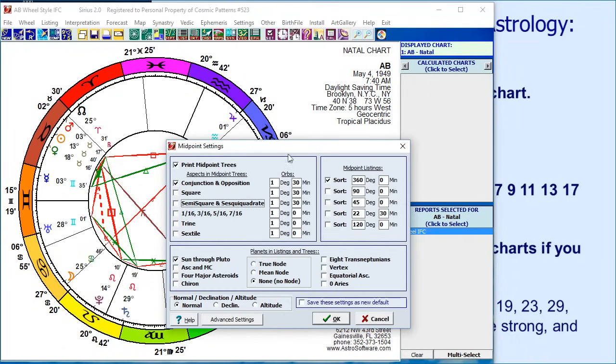Conjunction and opposition means that one planet is directly in between two others. It's direct, it's right in between them. And we're going to set the orb to 1.5 degrees. So 1 degree, 30-minute orb.